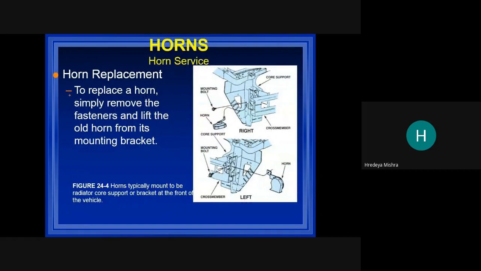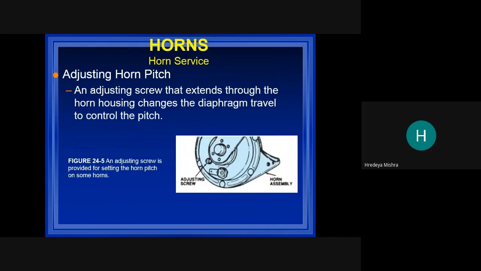Horn replacement. To replace a horn, simply remove the fasteners and lift the old horn from the mounting bracket. So it is very easy to change the horn. And adjust the horn pitch. What do you mean by horn pitch? It means the intensity of the sound, how intense or loud we want the horn sound to be.